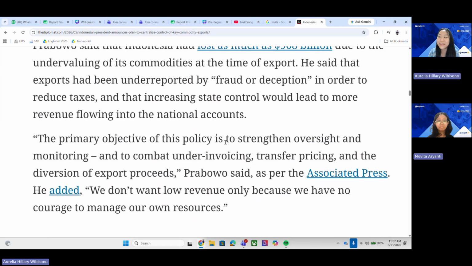So instead of paying big taxes and reporting a smaller number, they pay smaller taxes and report the exact number of their taxes, but they do not report the actual number of their revenues. Okay, I get it now. That's what we call underreported deception.